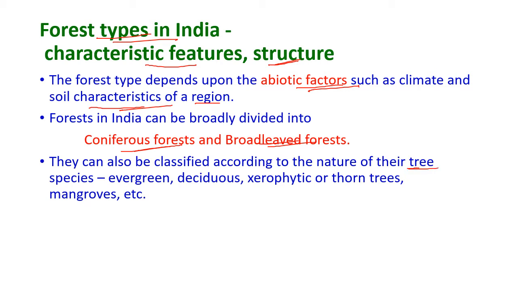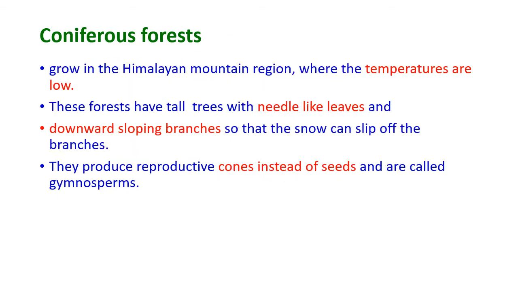According to the nature of the trees that occur in the forest, that is evergreen forest, deciduous forest, xerophytic forest which contain thorn trees, and mangrove forest, and so on. Now let us see the types of forest and their characteristic features one by one. Here the first one is coniferous forest.